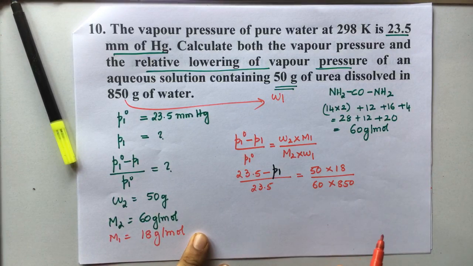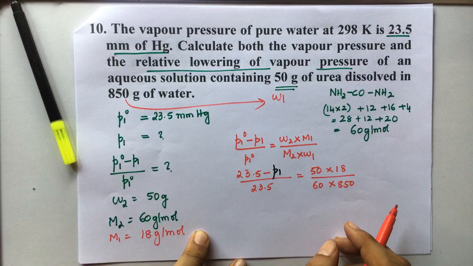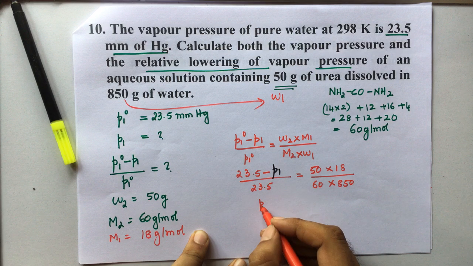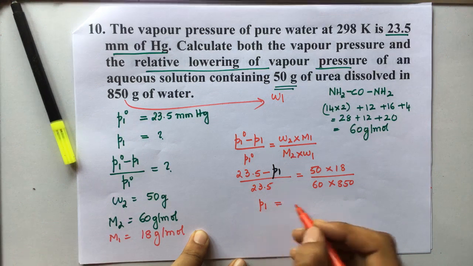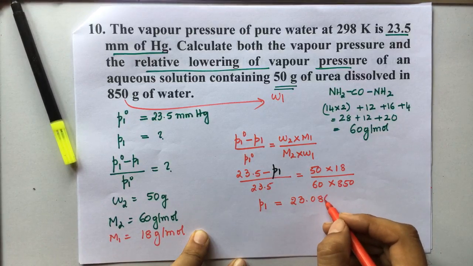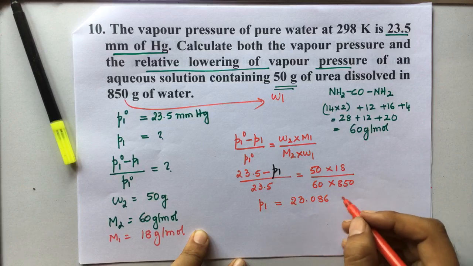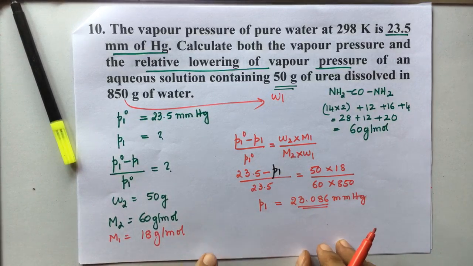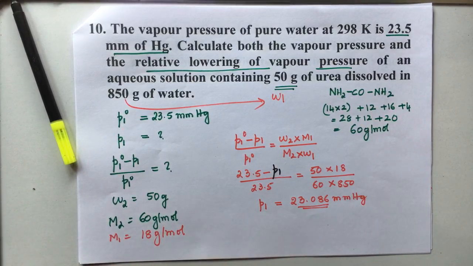Solve this using calculator, students. Tell me what is the value of P1. Now you can calculate the value of P1. This is coming out as 23.086 millimeter mercury. Use calculator and solve it, students. Answer comes out to be 23.086 millimeters of mercury.